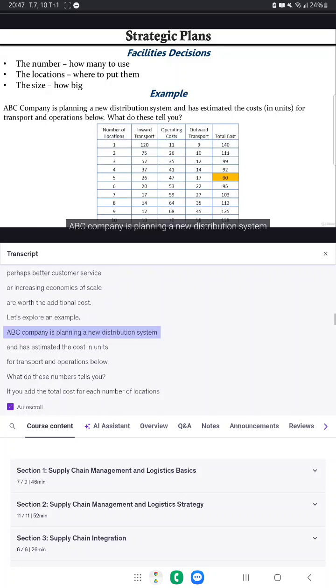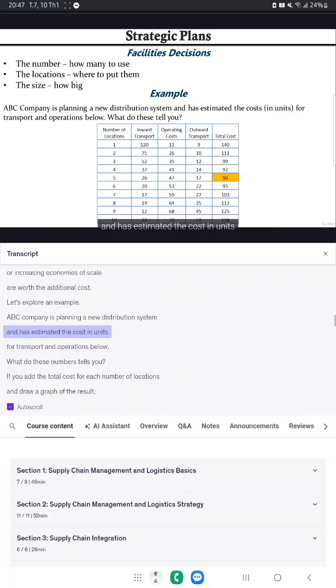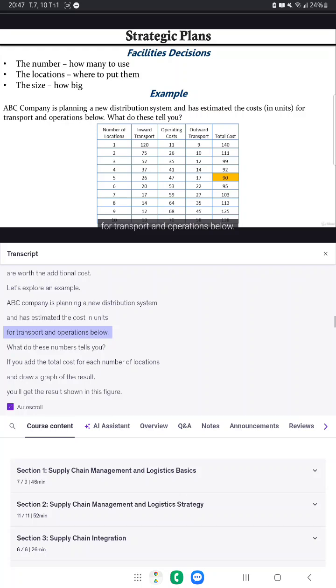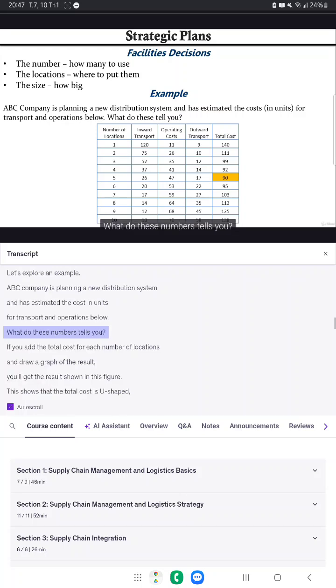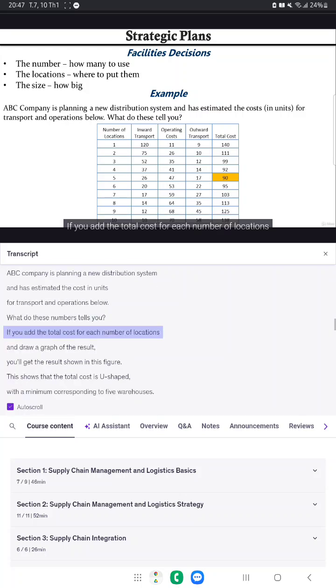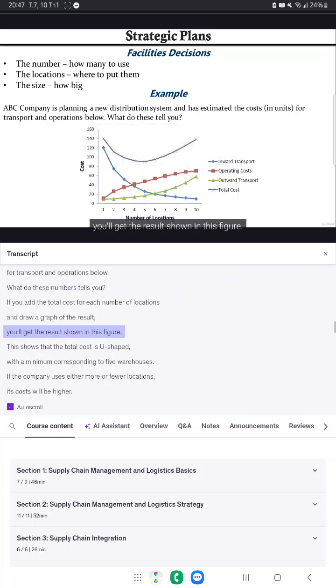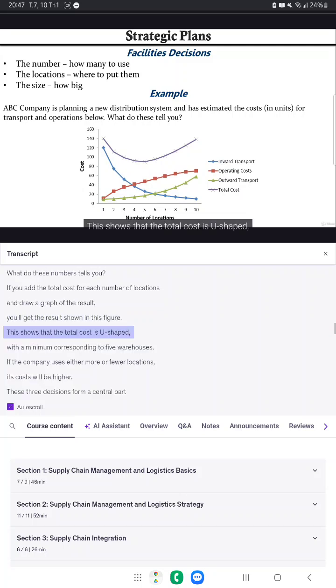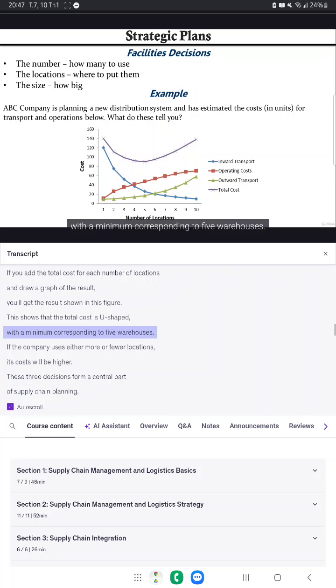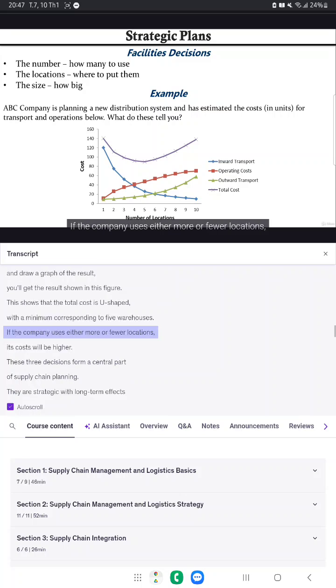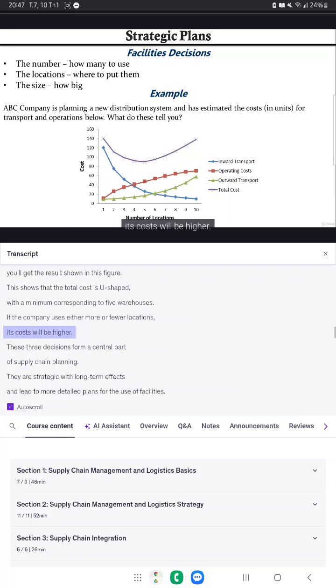ABC Company is planning a new distribution system and has estimated the costs in units for transport and operations below. What do these numbers tell you? If you add the total cost for each number of locations and draw a graph of the result, you get the result shown in this figure. This shows that the total cost is U-shaped with a minimum corresponding to 5 warehouses. If the company uses either more or fewer locations, its cost will be higher.